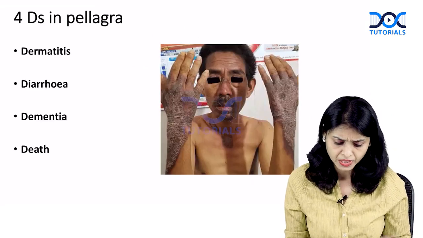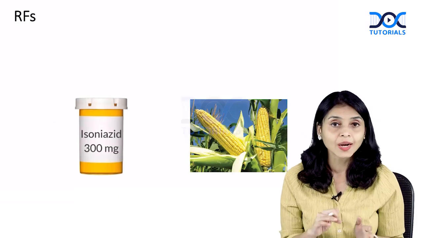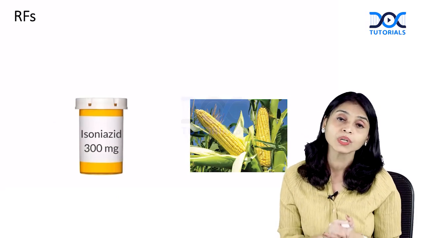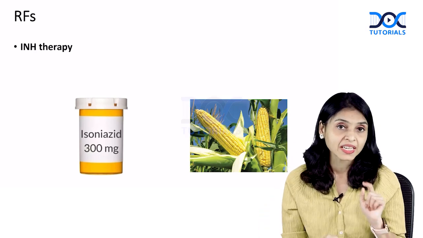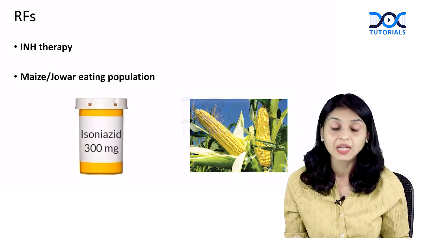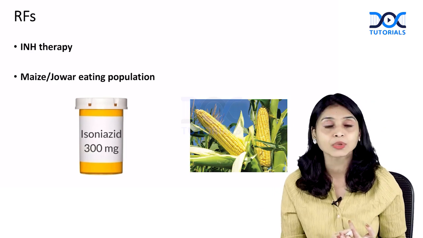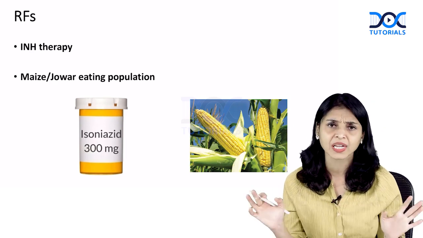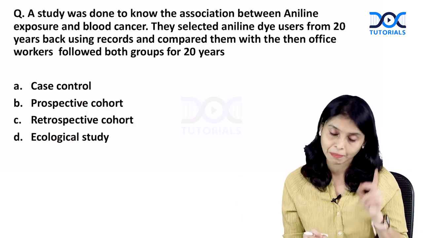Okay, so with this we have discussed. Another commonly asked MCQ from pellagra is, what are the risk factors which can lead to pellagra? There is one food and one medicine. Medicine is INH therapy, can lead to pellagra. Next, eating corn or maize or jowar can lead to pellagra. So these are frequently asked MCQs. Every year you can expect at least one from pellagra.